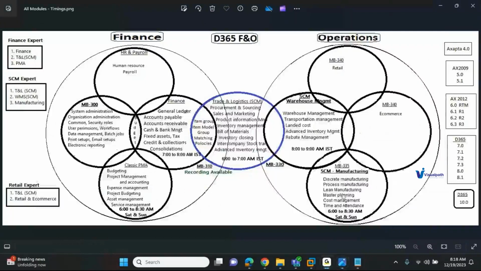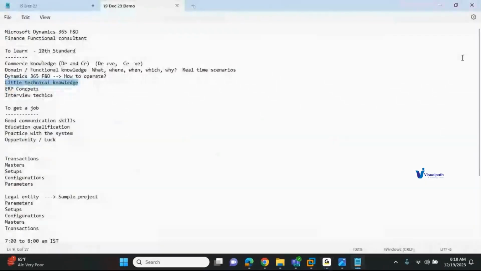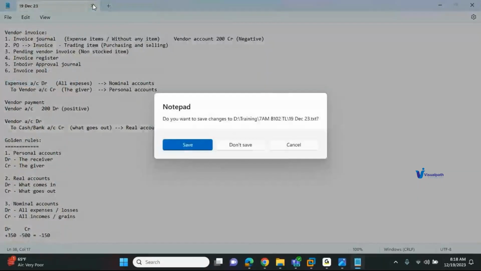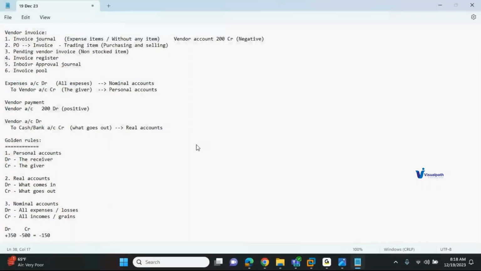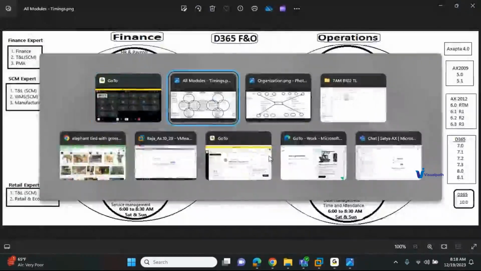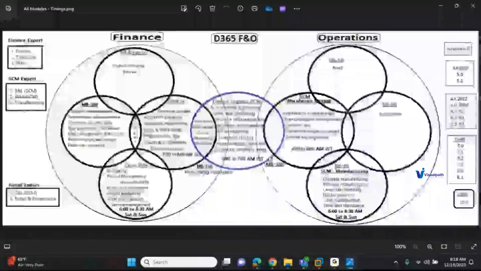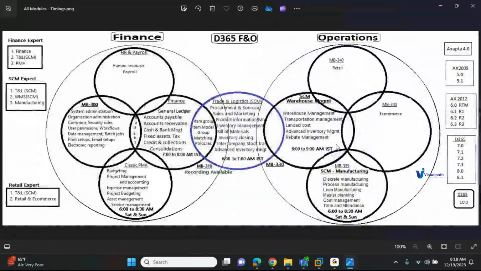Anything else, team? How do we prepare for the certifications? Once you learn this, I will guide you how to clear the certification. There are some ways and tricks. After the completion of this course, you can go for certification. I will guide you individually, one to one. I cannot speak publicly. Whenever you want, ping me.